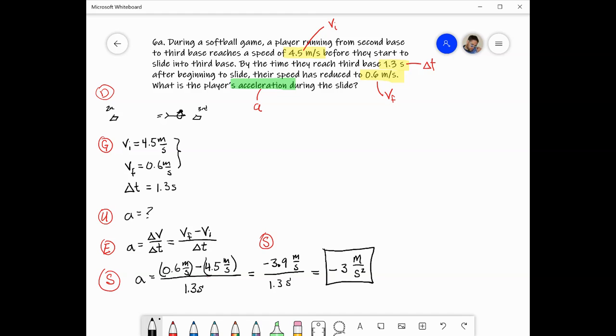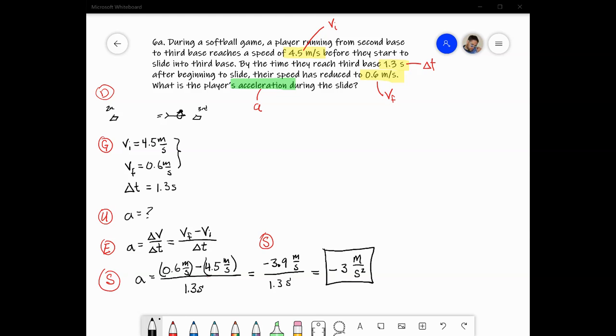Hopefully that's helpful. I'm going to go ahead and take a look at 6B, which I think on your paper is like 7B, but go with me here and we'll go from that. All right, so I'm going to stop this video and then I'll take a look at the next one.